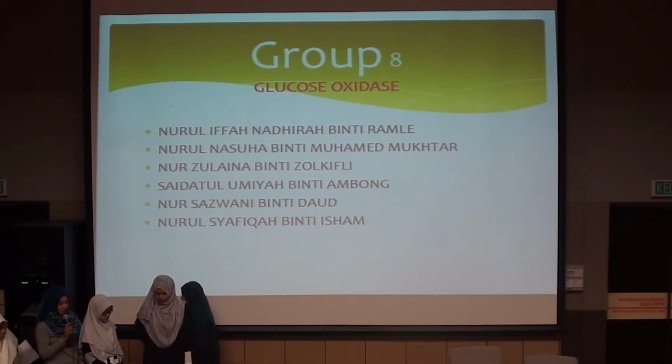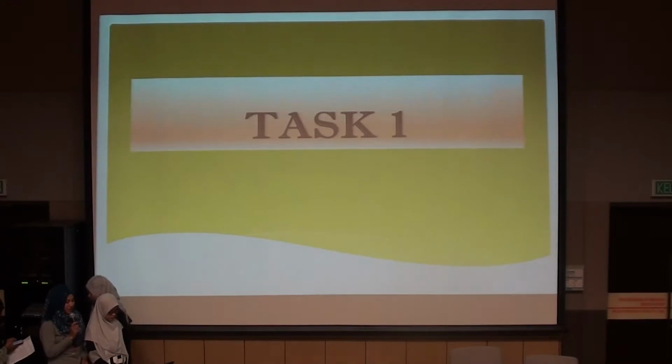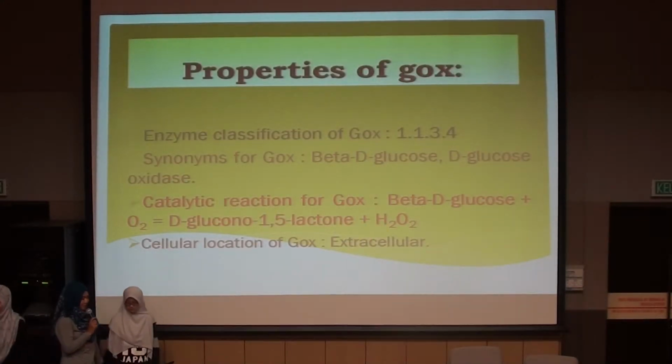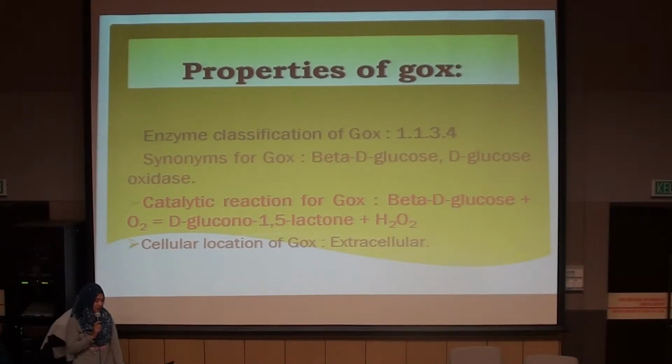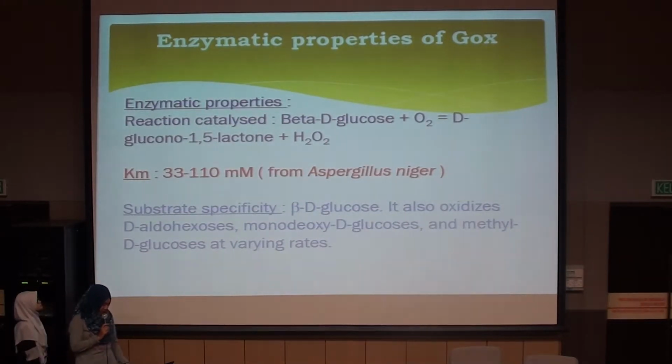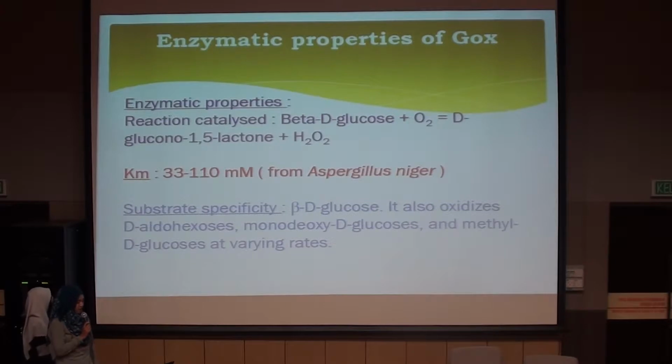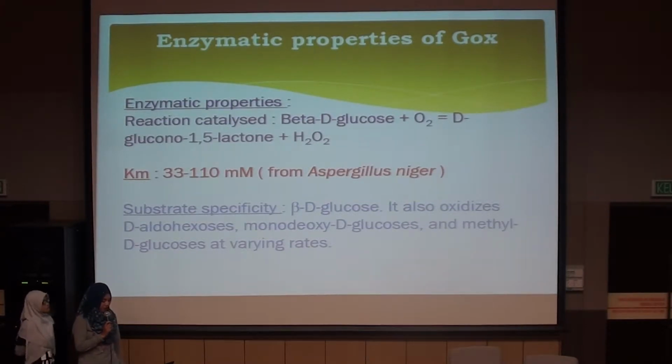Okay, now I will explain about task 1. This is the properties of glucose oxidase. It is the same as other groups, but there is additional information here. Substrate specificity: it can also oxidize dialdohexose, monodeoxo, D-glucose, and methyl D-glucose at varying rates.